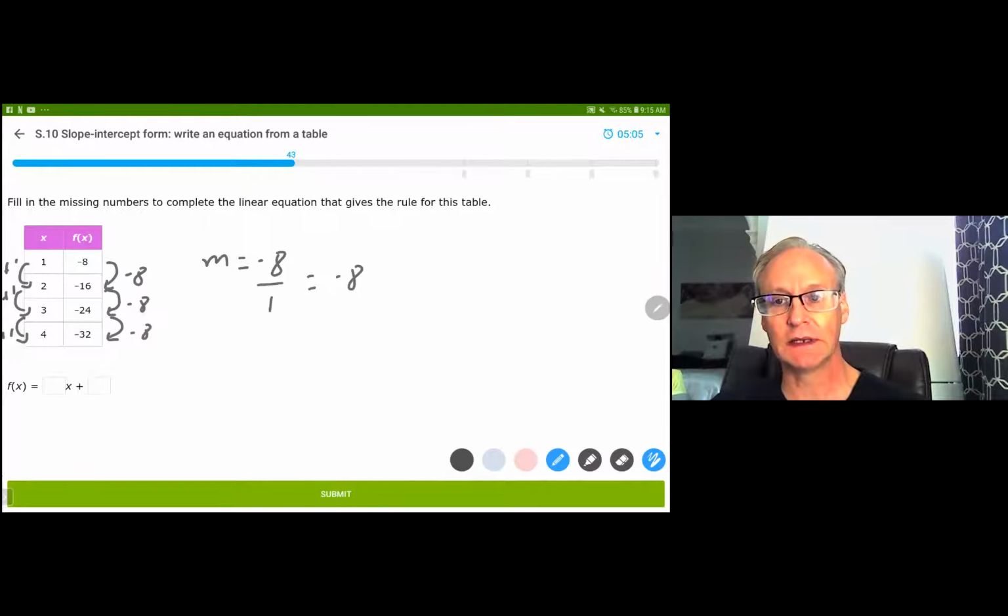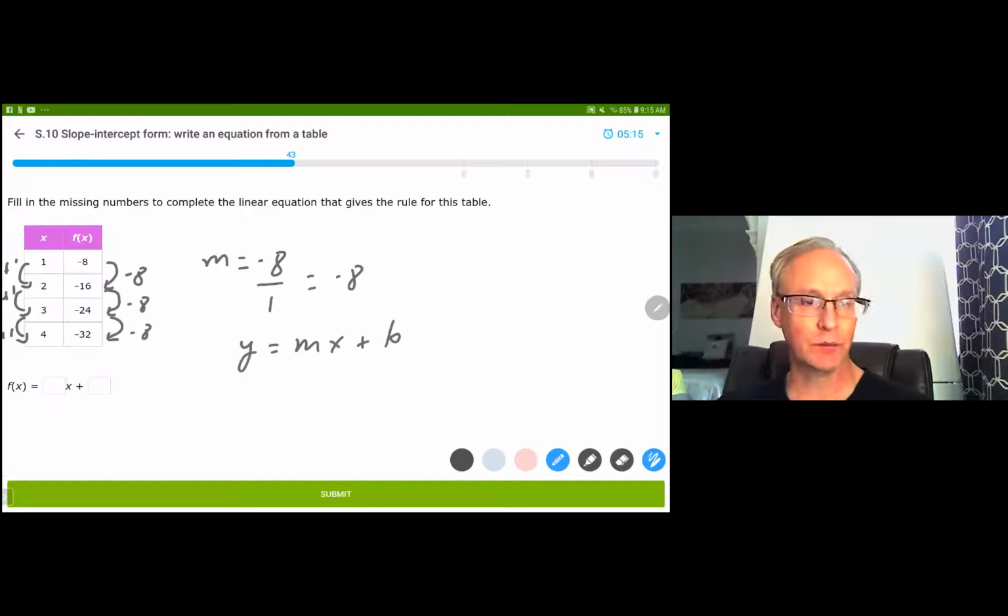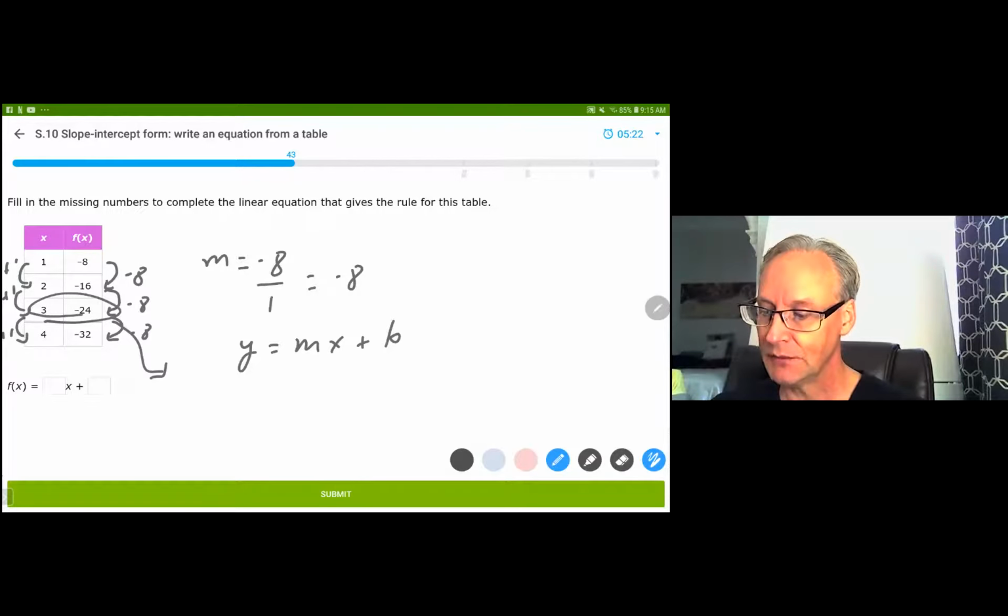Now, I still need to find the y-intercept. And for this one, f of x or y equals mx plus b. I need to choose any one of the points. It does not matter which one. I'm going to pick the third one just kind of at random. Be sure you use the same point for both values of x and y. So y is -24. Be careful. There's your -24 right there. The slope is -8. Like I said, it doesn't matter which one of these you pick, but you have to be consistent. 3 plus b.